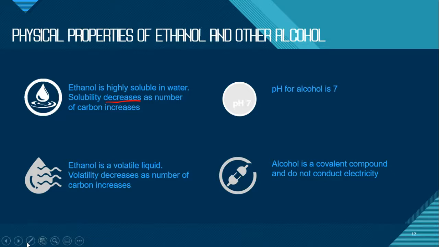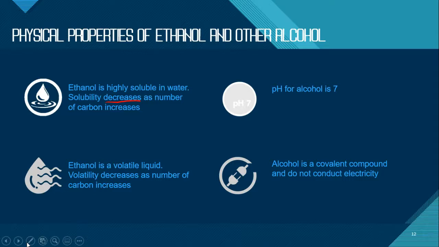Volatility also decreases as the number of carbons increases. Methanol is highly volatile. If you just open the methanol, or put it in an evaporating dish, you will find that it disappears in just a few minutes and turns into vapor.